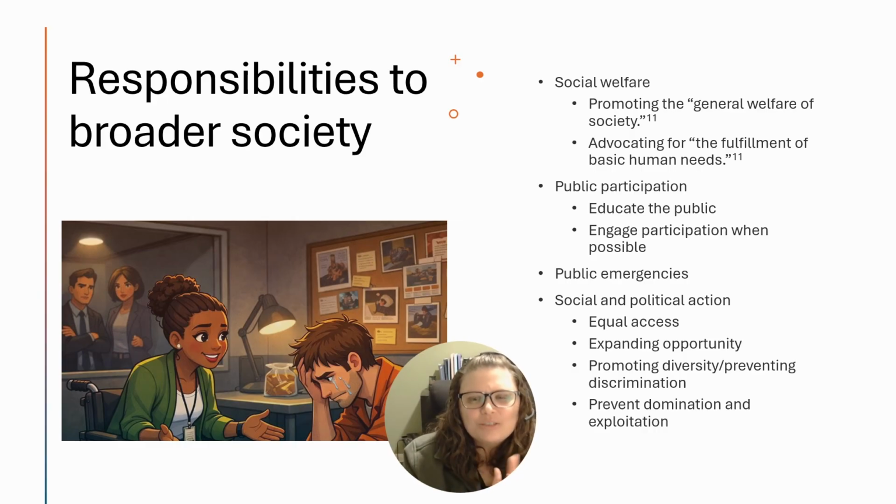Social welfare, you should be promoting the general welfare of society. And again, friendly reminder, this gets kind of murky when you're working with sex offenders and drug addicts, but it is still in your client's best interest for you to be primarily tasked with their well-being, and making sure that they can't harm society or themselves.